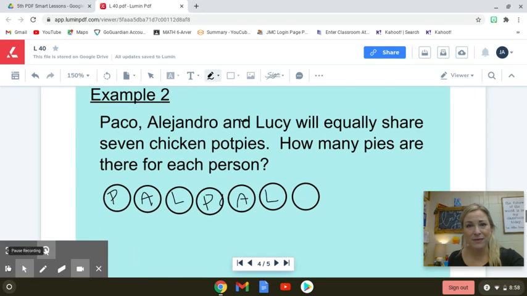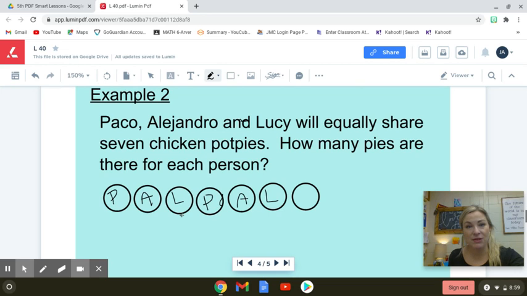Okay, so what I've done here is just started, and I used the first initial of their name to indicate who gets the pie. So I started here. We have Paco, Alejandro, and Lucy. So I knew with this many pies, they were each going to get a couple at least. I could just kind of make that interpretation right away. So I started saying Paco, Alejandro, Lucy.